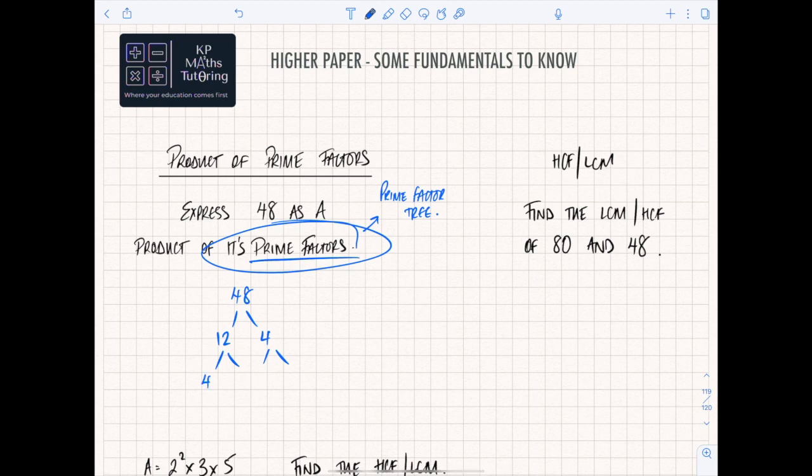So 12 breaks down to 4 and 3. Circle your prime number. 4 breaks down to 2 and 2, and the other 4 breaks down to 2 and 2. Just double check your prime factor tree once you've done it, and go through it in your head. 2 times 2 is 4, 4 times 3 is 12, 12 times 2 is 24, and 24 times 2 is 48.